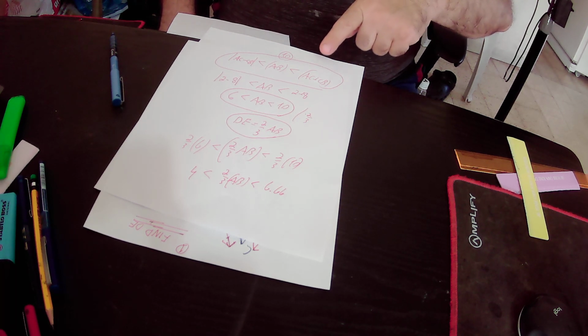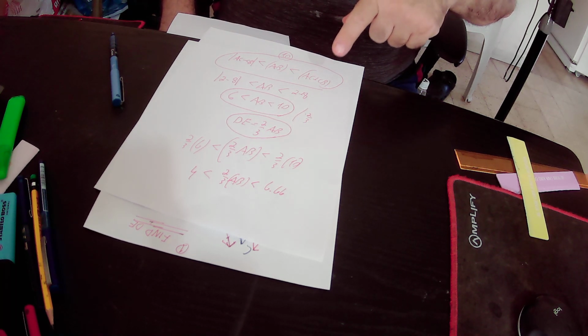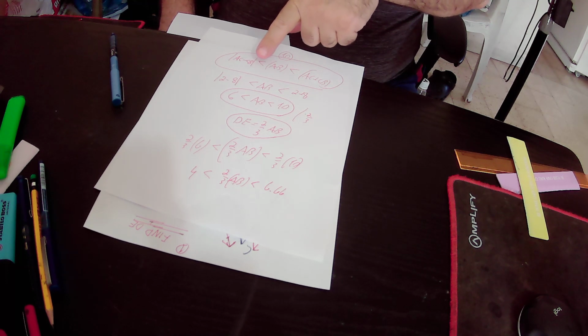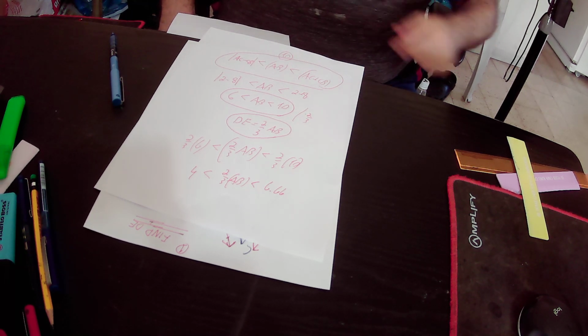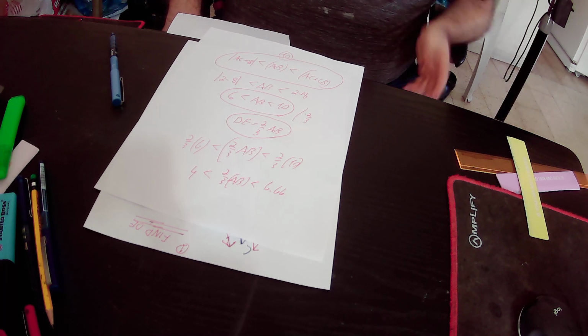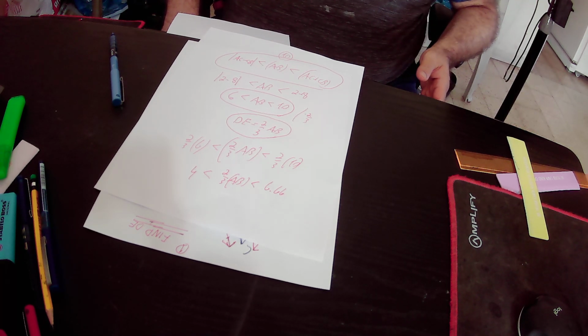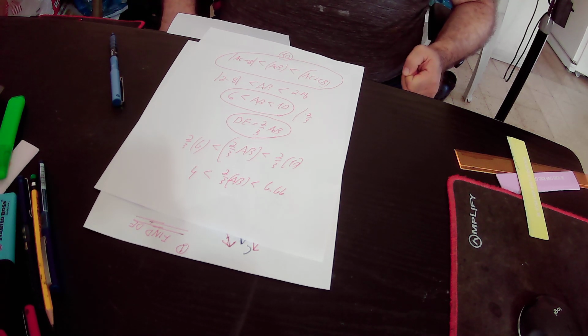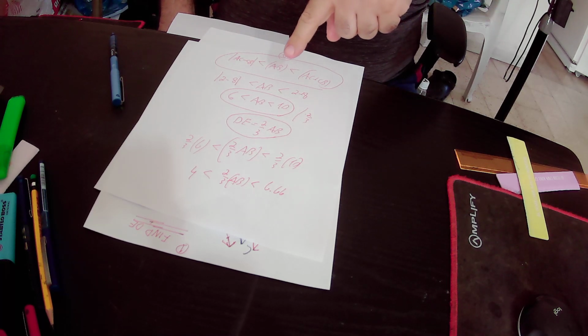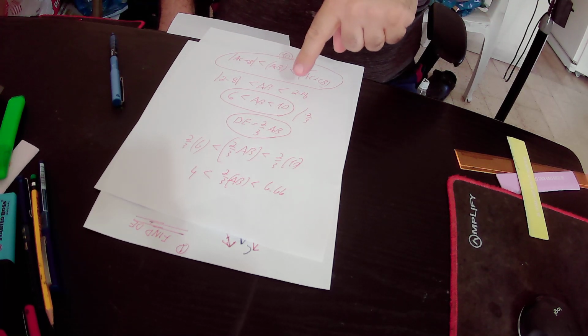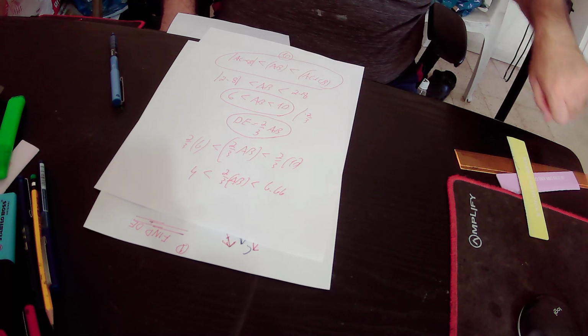Okay, so 2 plus 8 is 10, 2 minus 8 is minus 6, and the absolute value of minus 6 is 6. What is the absolute value? The absolute value is the distance of the number from 0. The distance of minus 6 from 0 is 6 units. So the absolute value of minus 6 is 6. So we got that AB is greater than 6 and smaller than 10.